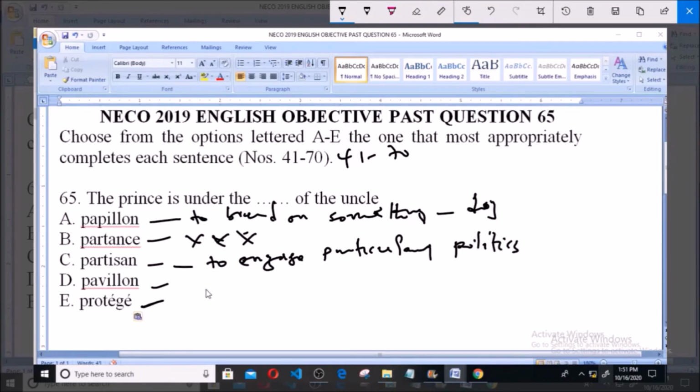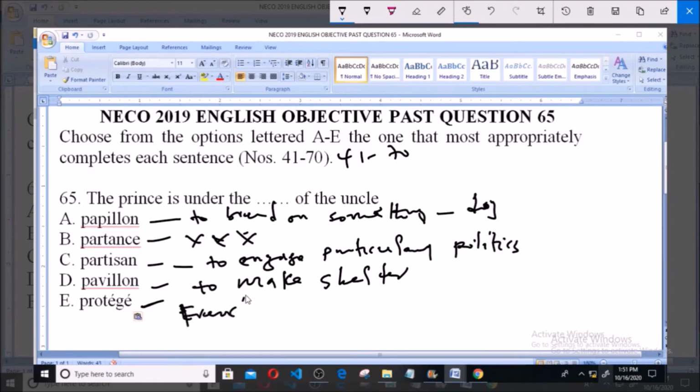Then pavilion simply means to make shelter available. Then protégé, first and foremost, protégé here is a French word.